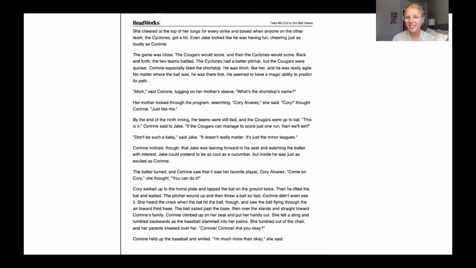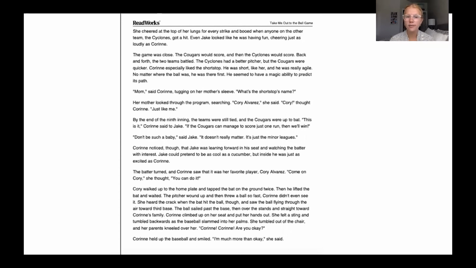Corinne especially liked the shortstop. He was short like her, and he was really agile. No matter where the ball was, he was there first. He seemed to have a magic ability to predict its path. "Mom," said Corinne, tugging on her mother's sleeve, "what's the shortstop's name?" Her mother looked through the program searching. "Corey Alvarez," she said.